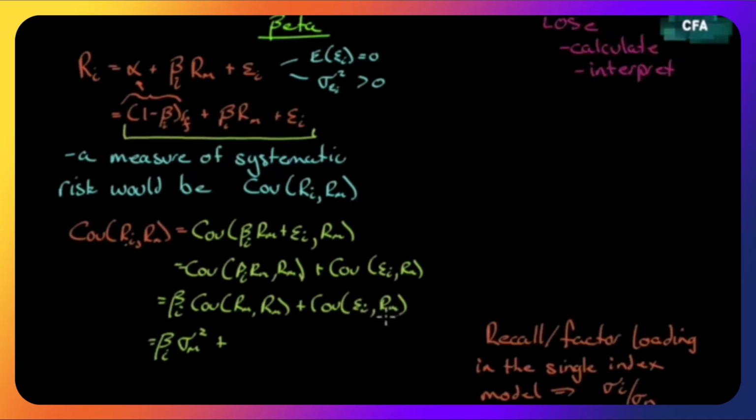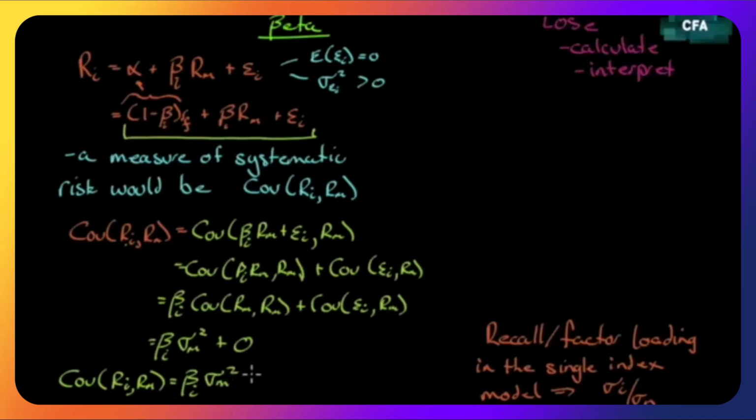What's the second term going to capture? It captures non-systematic risk. Well, the non-systematic risk is uncorrelated with the systematic risk. So if these two are uncorrelated, its covariance must be 0. So what are we left with? We're left with a statement that says the covariance of R_i and R_m is equal to beta_i times the variance on the market.